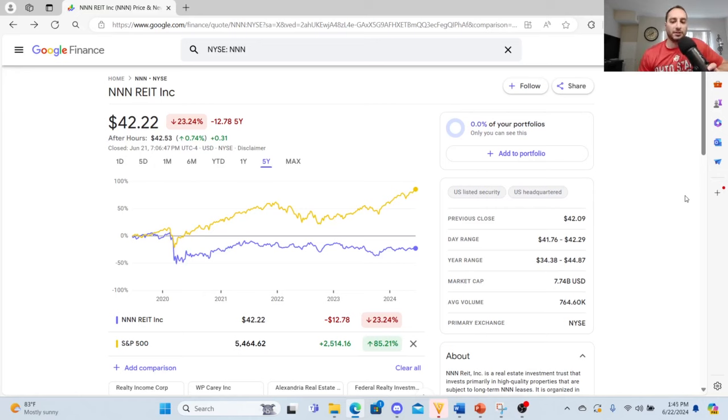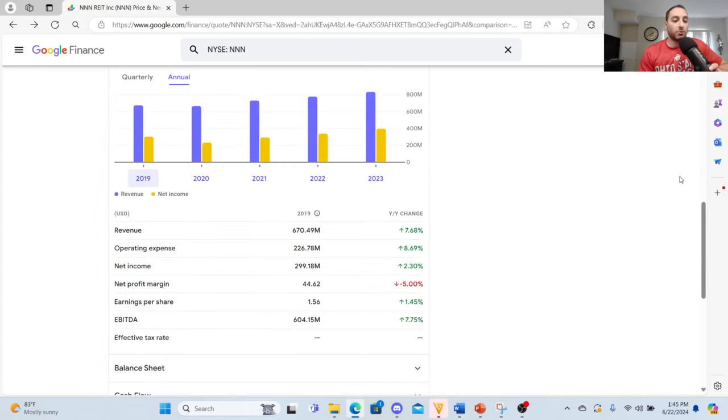The average volume is 764.60K. Market cap is $7.74 billion. Year range is 34.38 to 44.87. Day range is 41.76 to 42.29. Previous close is 42.09. So their revenue trends have been very good. FFO is decent as well. Their dividend growth is not too bad either. Let's go over their most recent revenue trends. So in 2019, their revenue was $670.49 million.